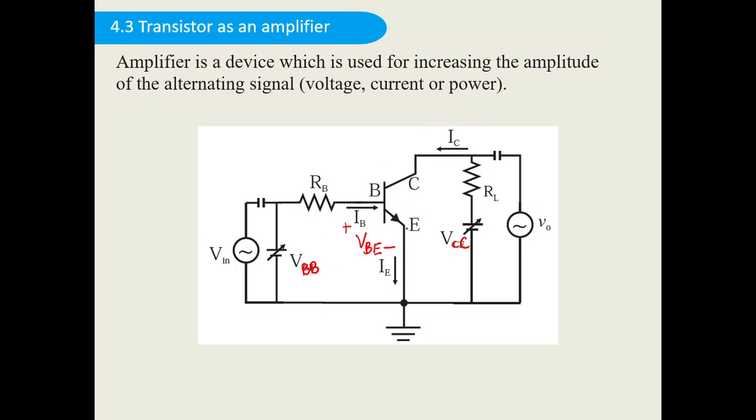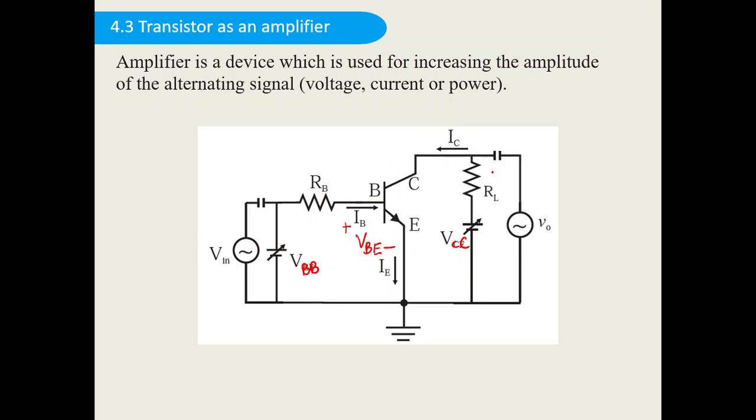And there is no resistance present in the IE branch. So IE is directly connected to ground. That means no voltage drop is there because it is directly connected to ground. Zero voltage drop is there. Now we'll talk about the output side.